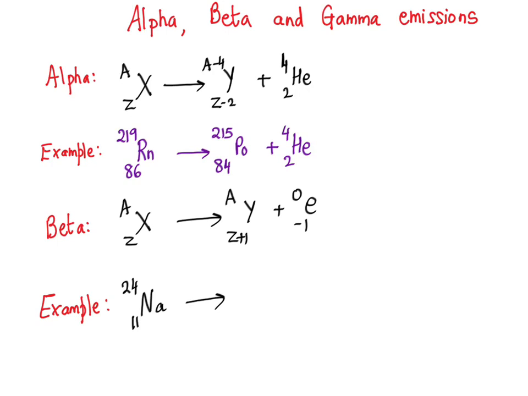Sodium 24 with atomic number 11 gives out a beta particle. The atomic number increases by 1 to 12. The mass number remains the same. 12 is the atomic number for magnesium.